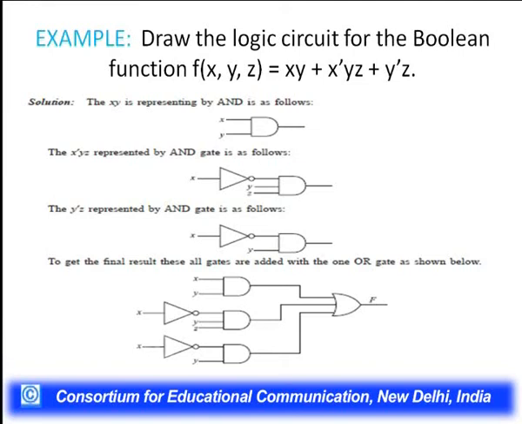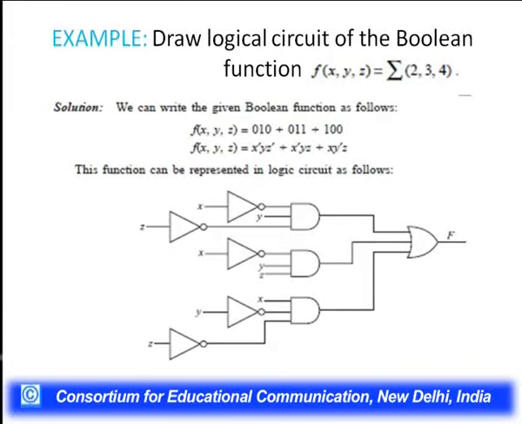The third term y' z is represented by an AND gate as follows. Here there is y', so take y through a NOT gate, and use the AND gate with the output of the NOT gate and z to get y' z. To get the final result, all these gates are combined with one OR gate as shown in the figure.